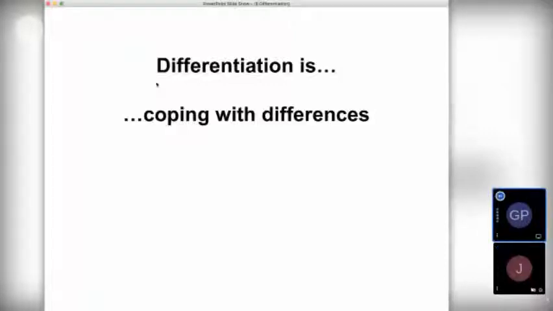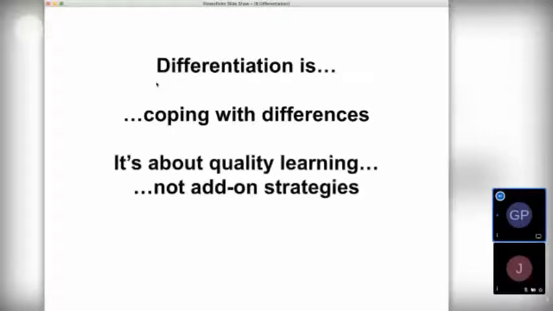Okay. Well, hello everybody, and thank you so much for coming. Differentiation is a posh way of saying coping with differences, differences between students, in terms of their ability or their preferences or their attainment or their prior learning and so on, and indeed any other differences. But it's about quality learning, really, rather than an add-on strategy. You don't do your lesson planning and then say, okay, I'm going to do X to make sure I'm differentiating. It's not a tweak. It's not an add-on. It's really planning correctly from the bottom up, as it were.